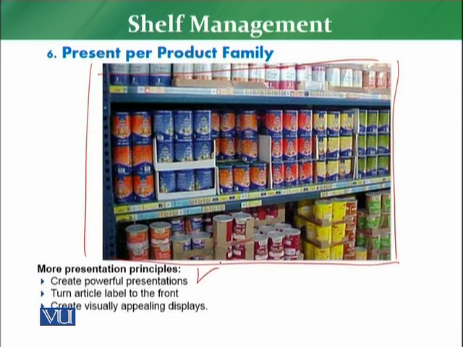You need to turn the article label to the front. For example, let me give you an example of it. For example, this product, you can see the front of the article on the display. So the face of the product should be in the front. On the back of the display, the back of the product should be at the back side of the display. And then you need to create visually appealing displays, of course, keeping into consideration the color factor and the size factor, from smallest to largest. The different color combinations will really help convince customers to buy more.